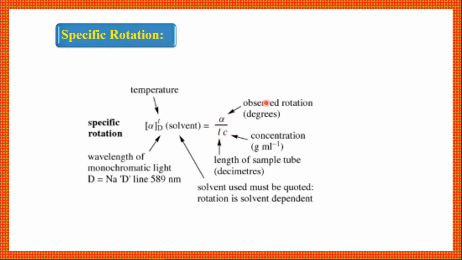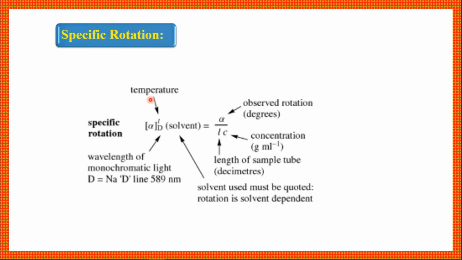So this alpha is equal to what? It means observed rotation in degrees, and C means concentration, and this L means length of the sample tube, and this T means temperature, D means wavelength of monochromatic light. Okay, so this is the formula to calculate the specific rotation.